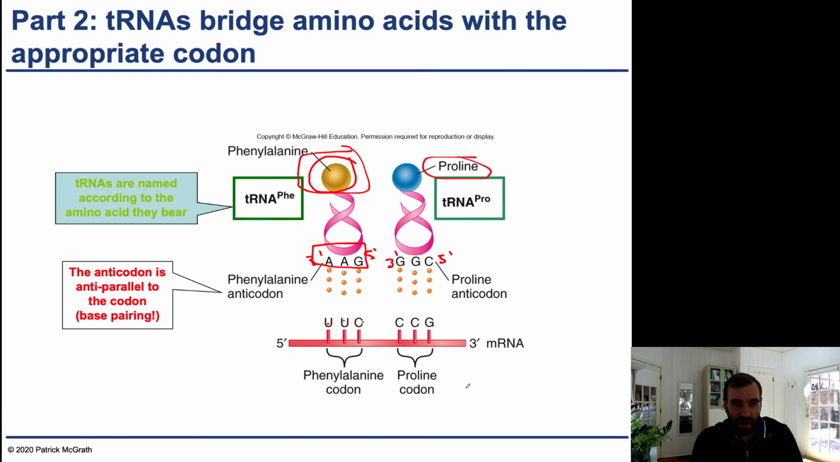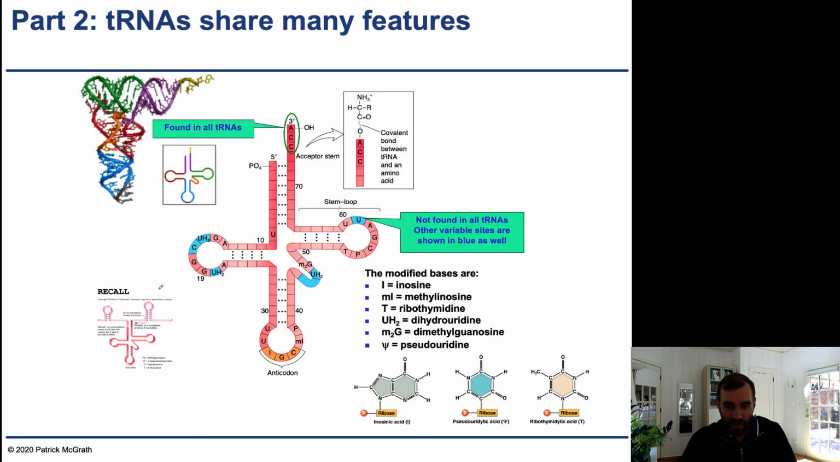So tRNAs are named according to the amino acid they bear. So tRNA phenylalanine, tRNA proline, and then again the anticodon is anti-parallel to the codon. So tRNAs share many features. They all have these different stem loops. They all have this anticodon region, and they often share variable sites.